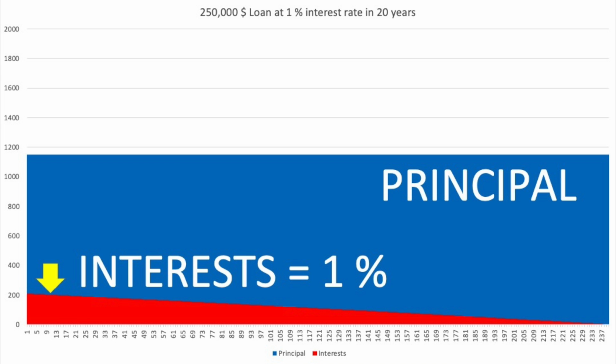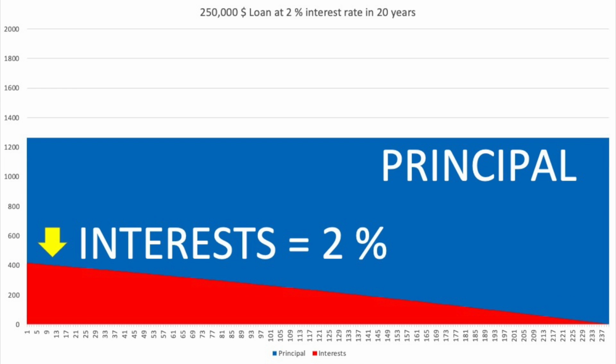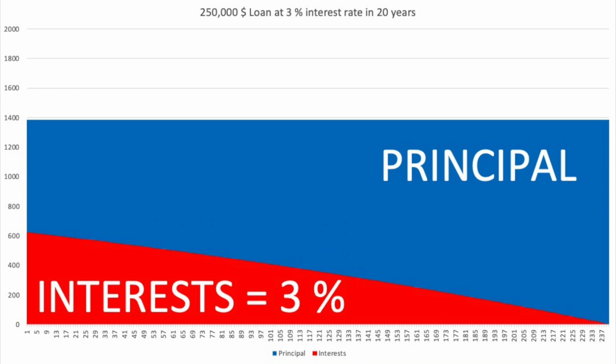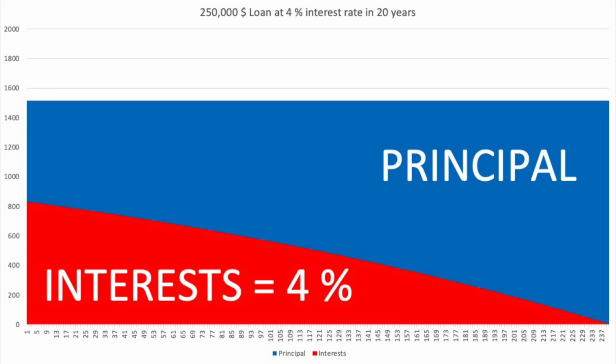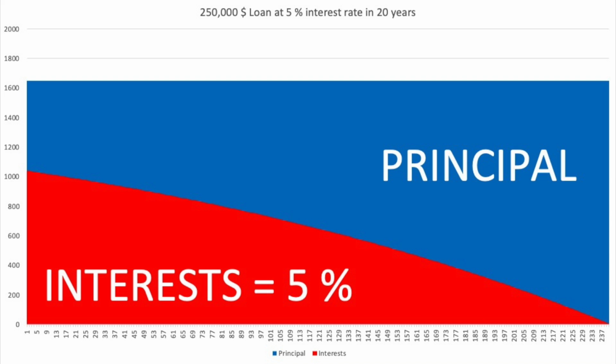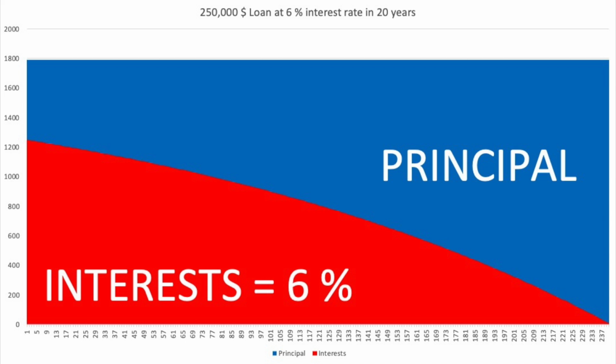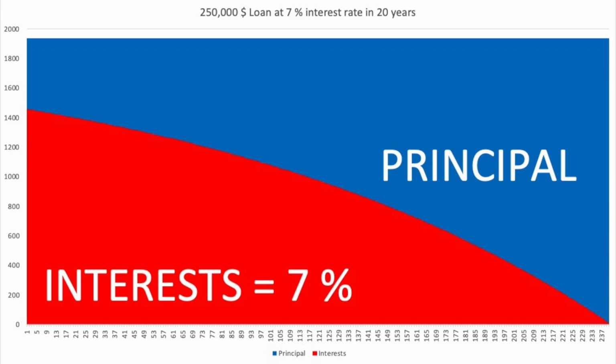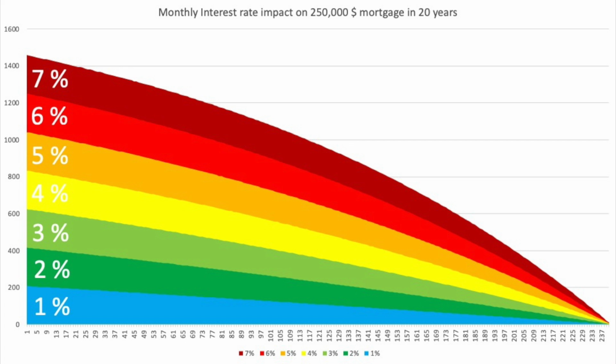If the interest rate is 7%, the total amount of interest paid in 20 years is $215,663. As you can see on this graph, in blue the principal amount you give back to the bank, in red the interest. Here the 1% scenario. Here the 2% scenario. 3%, 4%, 5%, 6%, and 7%.